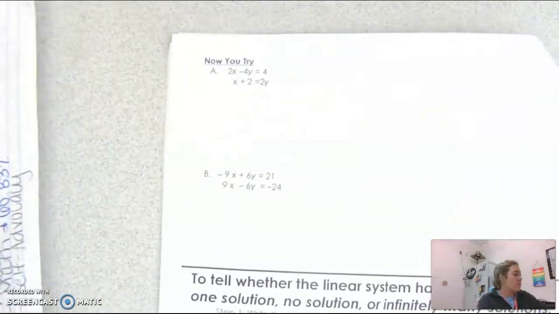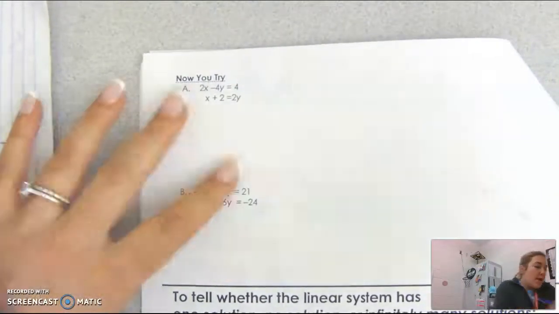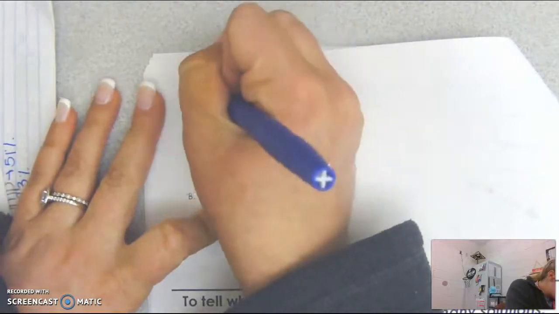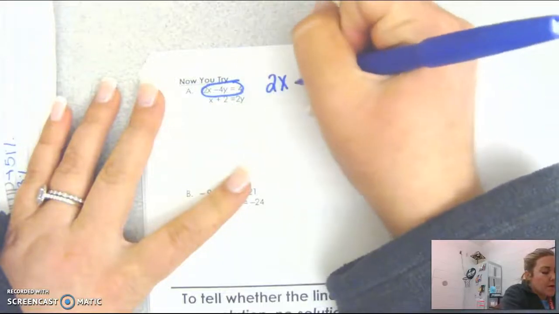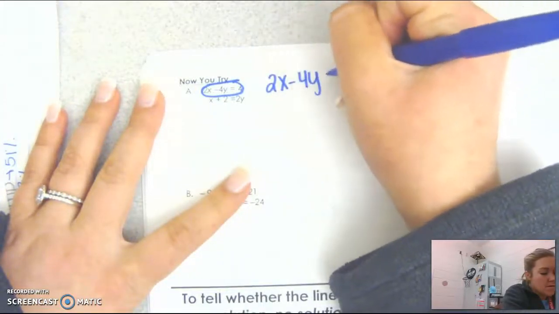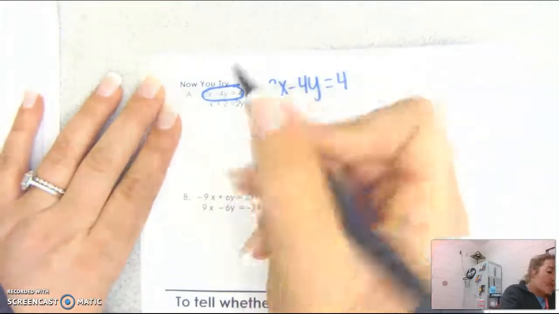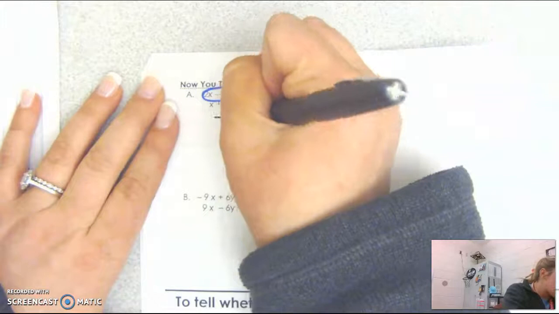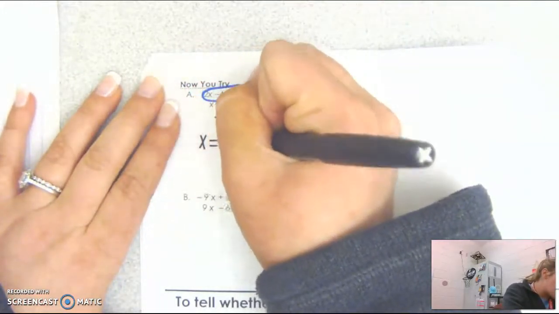Okay, I think we have a couple more things that we're going to do really quickly. So on the back it says, now you try. So we have 2x minus 4y equals 4. So I'm going to rewrite that. On my second equation, I'm going to get x by itself. So I'm going to subtract the 2 on both sides, and now I have x equals 2y minus 2.